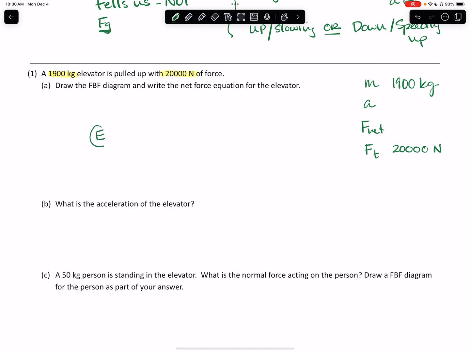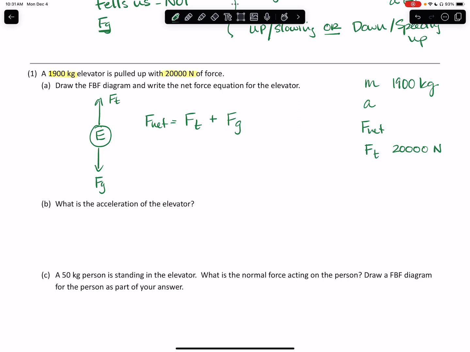So we're going to have our elevator. For right now, I'm going to leave my arrows equal but opposite. I know that they are not, but I'm not quite sure yet what the sign's going to be. So I've got tension pulling up and I've got gravity pulling down, and my net force is going to be equal to that tension force plus the force due to gravity.